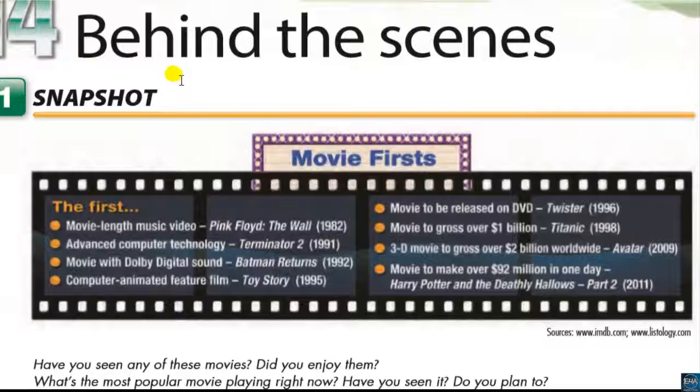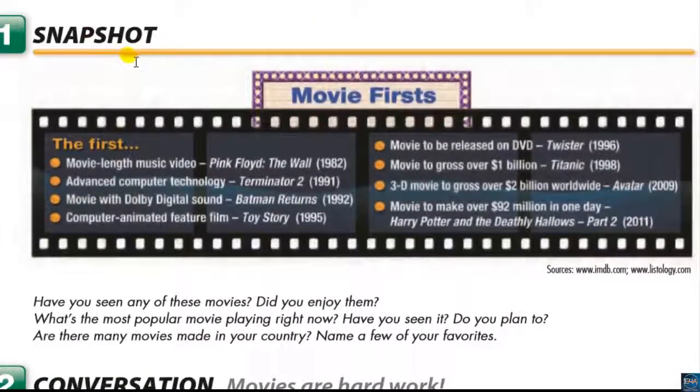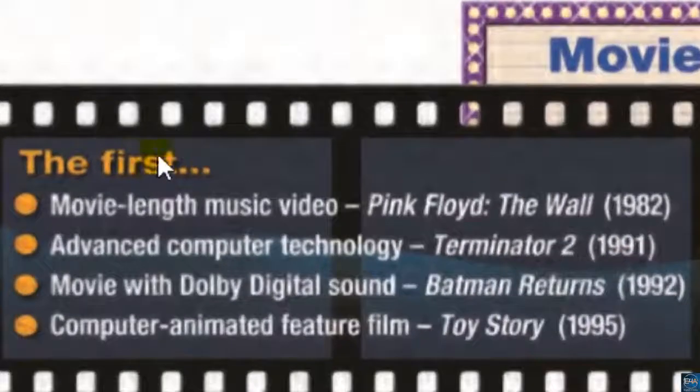Unit 14, Behind the Scenes. Exercise number 1, Snapshot: Movie Firsts. In this exercise we have the first-made movies. The first movie-length music video: Pink Floyd, The Wall, 1982. The first movie to use advanced computer technology: Terminator 2, 1991.